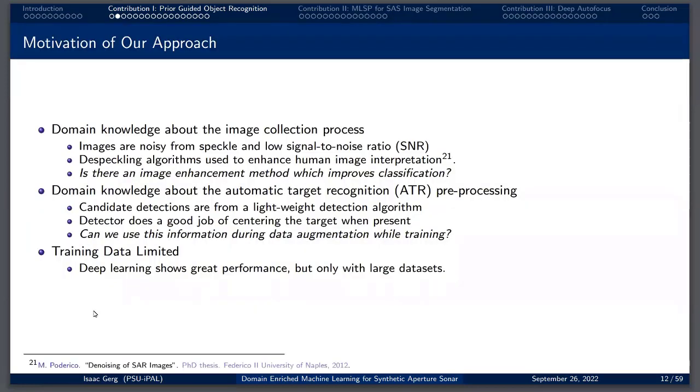What motivates our approach is that we understand images are noisy from speckle, and they're noisy from low signal to noise ratio. Often a despeckler is used to improve the image quality for the human viewer. The question we're going to ask here is: is there an enhancement algorithm which improves classification? So instead of improving for human consumption, can we improve it for classification? Also, we know some domain knowledge about how the object recognition algorithm works.